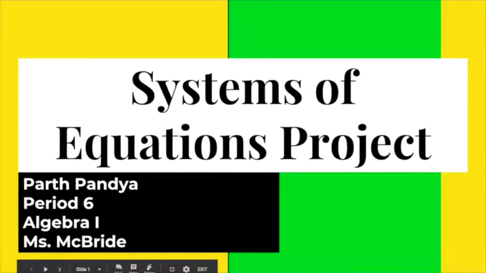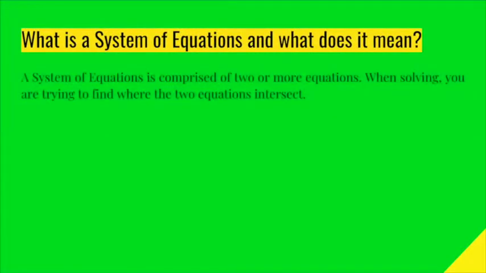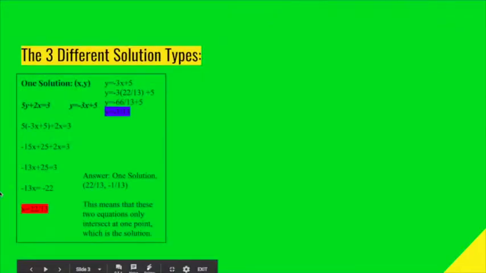Systems of Equations project. What is a system of equations and what does it mean? A system of equations is comprised of two or more equations. When solving, you're trying to find where the two equations intersect. So our first type of a solution is one solution.